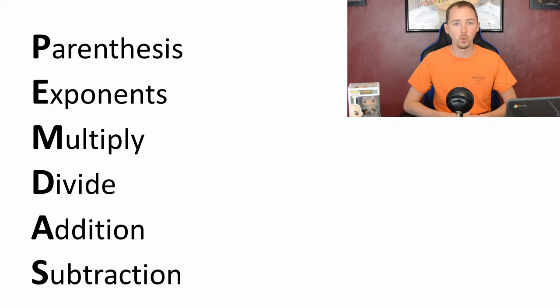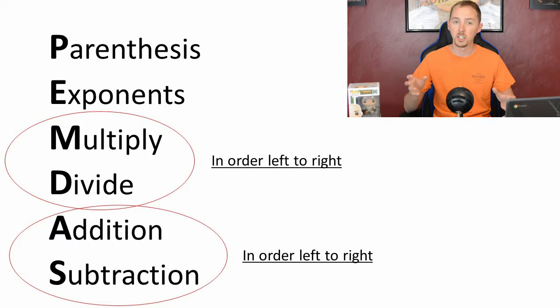There's one small caveat though when we're talking about multiplication and division and addition and subtraction. When you have an expression that has just multiplication and division, you don't actually do it in the order of multiplication has to be first, division has to be second. If multiplication and division are next to each other in an expression, you actually perform the operations in order from left to right. And that works the same way with addition and subtraction. If you have addition and subtraction next to each other, you actually perform those operations in order left to right. I'll show you an example of what I mean later on.